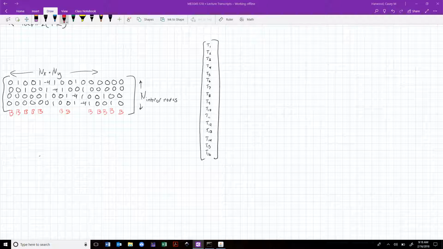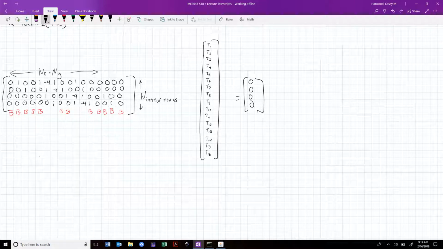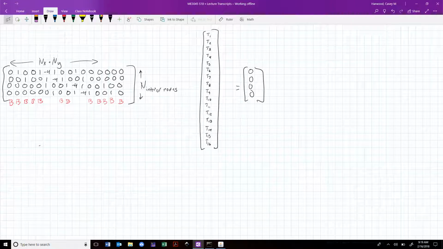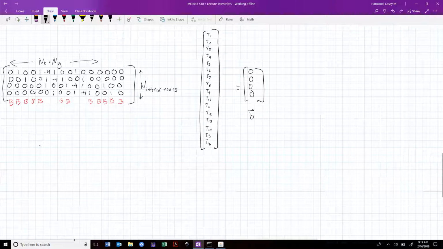So the idea here is every column that has a B under it is being multiplied by one of the temperatures we already know. So what we're going to do is take all of those columns, multiply them by those respective temperatures, and move them over to the right-hand side. Because right now this whole thing is equal to 0, 0, 0, 0. This is our set of governing equations. So instead of zeros, we're going to call this over here B.